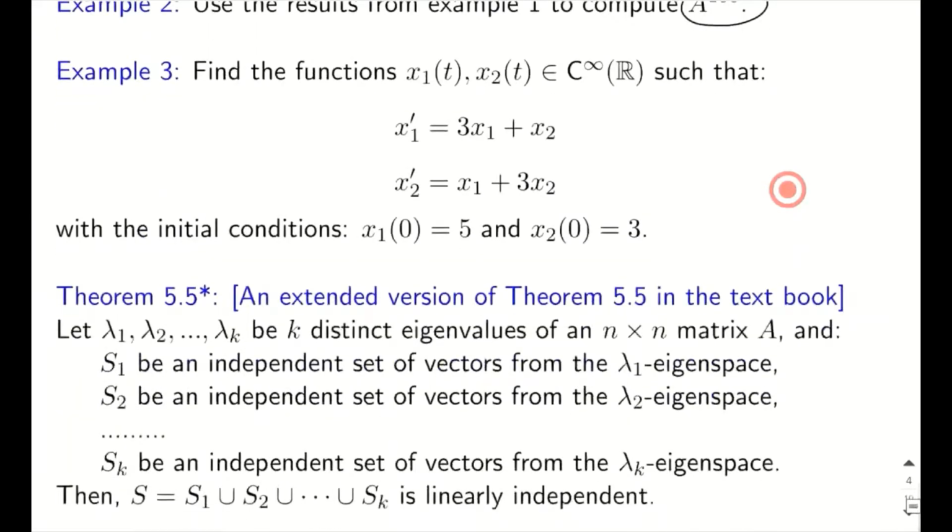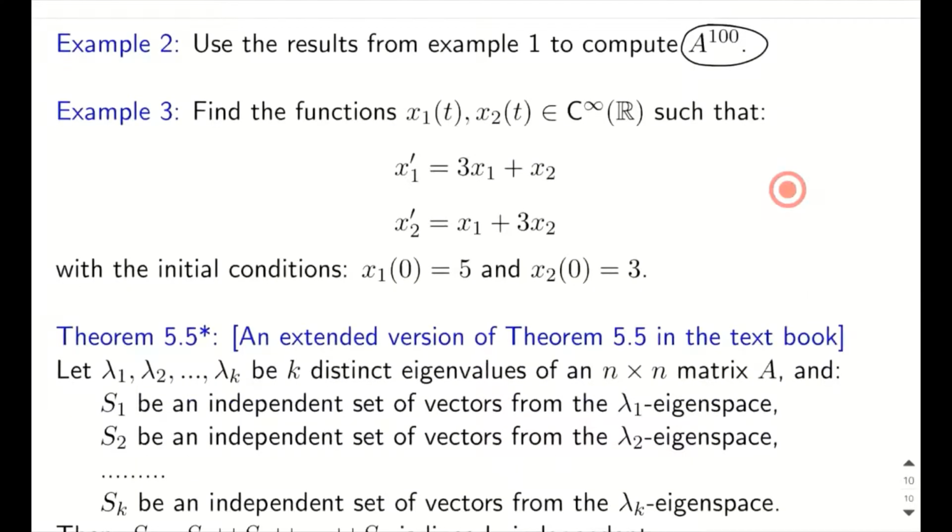Now let's consider example number 3. Find the two functions x1 and x2. These are the two functions in terms of the time variable t. And we have the differential equations: x1 prime equals 3x1 plus x2, x2 prime equals x1 plus 3x2, with the initial conditions x1 of 0 equals 5 and x2 of 0 equals 3.